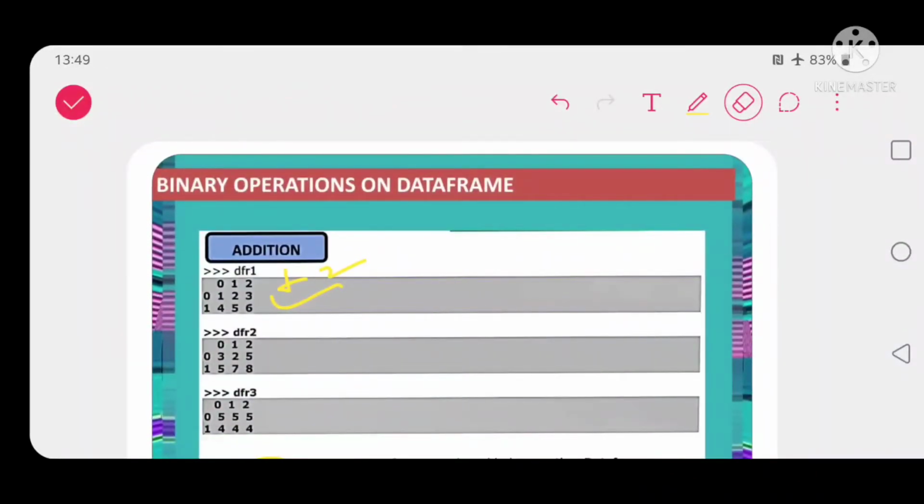You can see 0 plus 0. This is my first element. Here 0 plus 0 is equal to 0, 1 plus 1 equal to 2, 2 plus 2 equal to 4, 1 plus 5 equal to 6, like this. Next you can see the output of this. I can write down the output here also. If I write DFR1 plus DFR2, you can see the output will be 0 1 0 1 2.